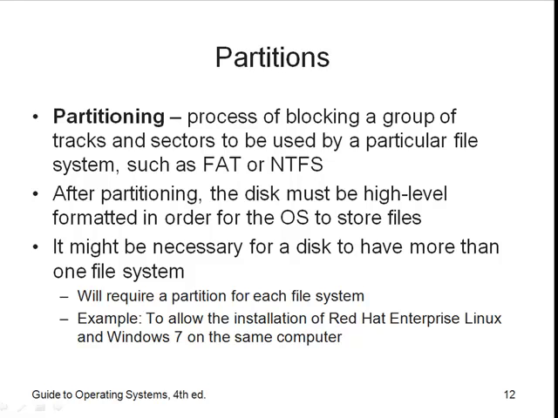Now, it might be necessary for a disk to have more than one file system. As I said before, we can do that. We will require a partition for each of the file systems. So for example, if I want to run Linux and Windows 7 on the same computer, I would have two file systems. Now, we get around that now with virtual machines, but if you're going to be building this on a designated device, two partitions will be necessary.